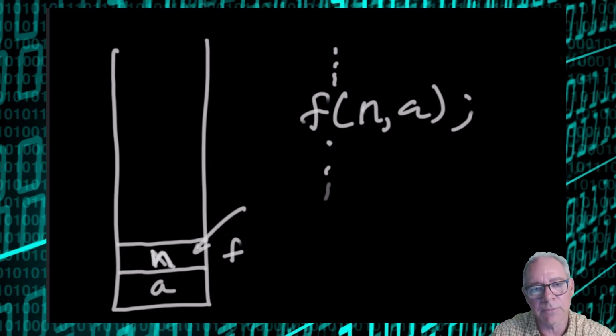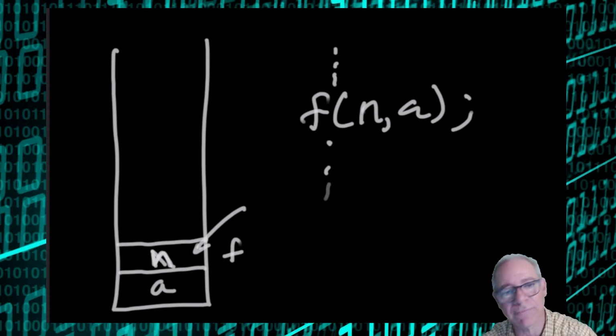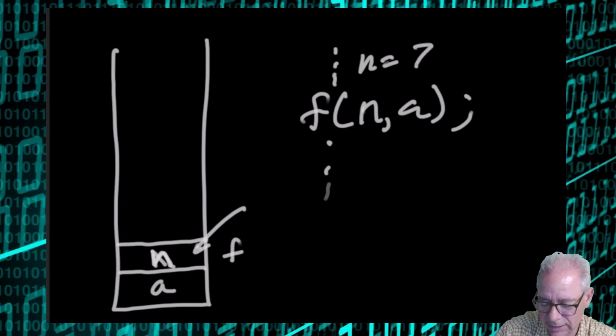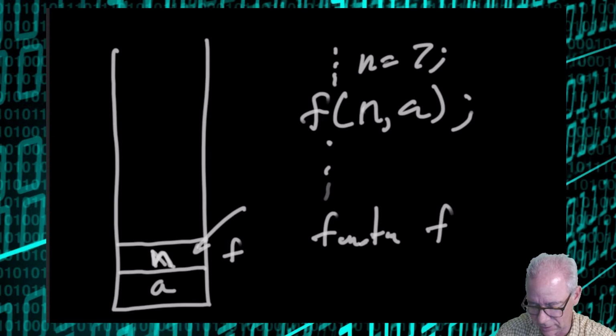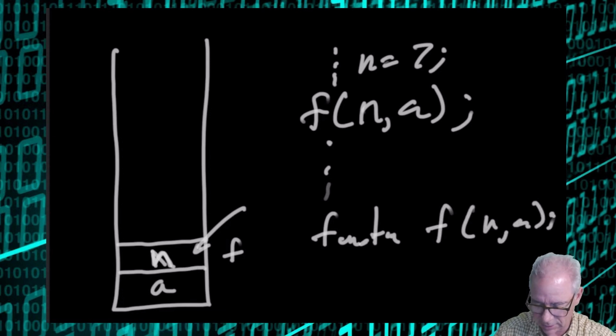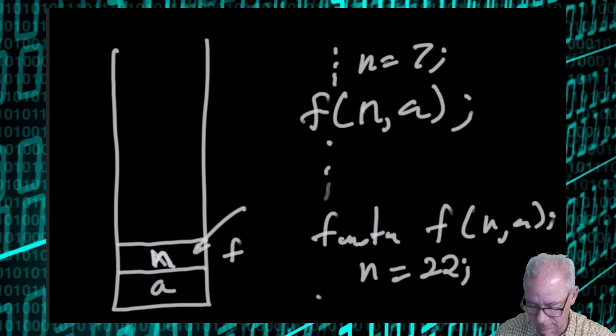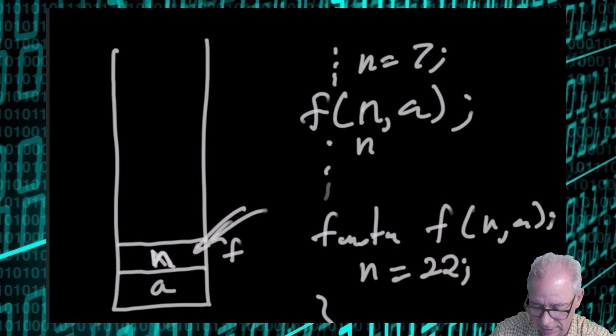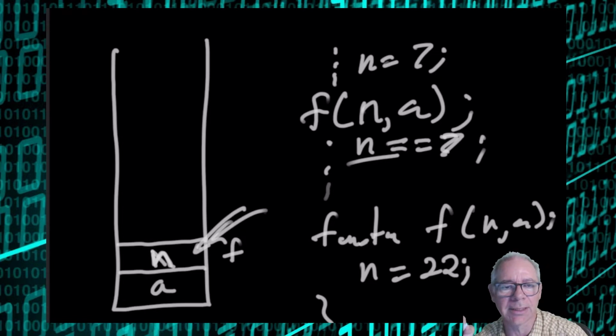If I pass a number in for n and the function modifies the value of n inside the function, the outer function doesn't see that modification. So if I say n equals 7 here, and inside the function f of n, a, if I say n equals 22 in the middle of this function, it's really only modifying this number on the stack. It's not modifying the original number. Here, n is still going to be equal to 7 because this number was copied onto the stack instead.